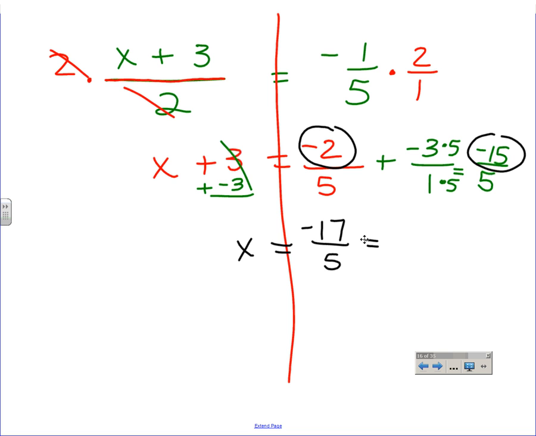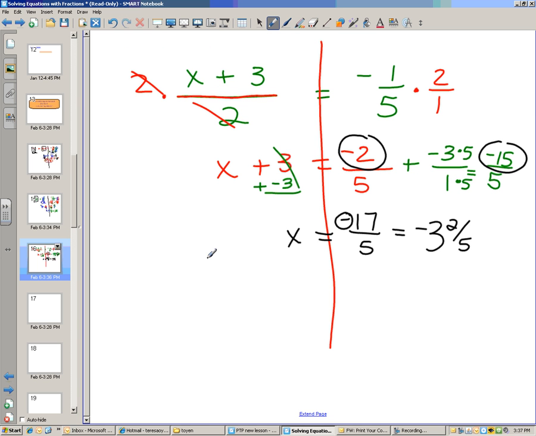I'm going to change that to a mixed number. 5 goes into 17 3 times. That's 15, so there's 2 fifths left over, and it is negative. So my answer is -3 2 fifths. That concludes our solving equations with fractions lesson.